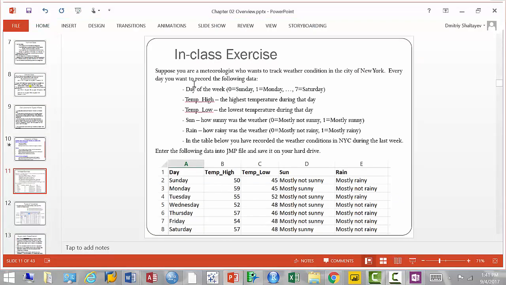Suppose I'm a meteorologist who wants to track weather conditions in the city of New York during 7 days, right? Sunday, Monday, Tuesday through Saturday. Okay, cool. So I'm going to record this data. Day of the week, 0 will stand for Sunday, 1 stands for Monday. In the United States, you start with Sunday, right? The week starts on Sunday, right? Kind of, sort of. Yeah.